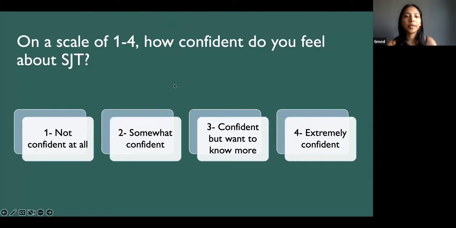Okay, so most people between a 2 and a 3, and more people leaning more towards 3 than 2, which is really good to see.